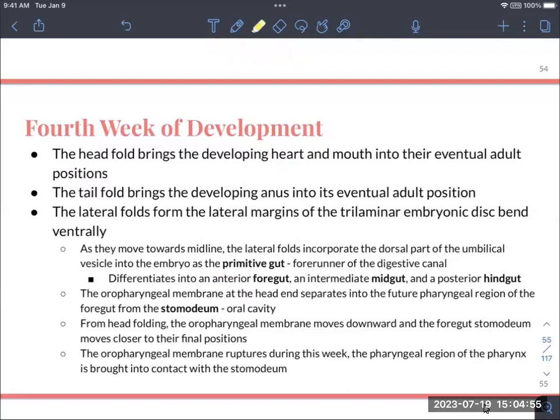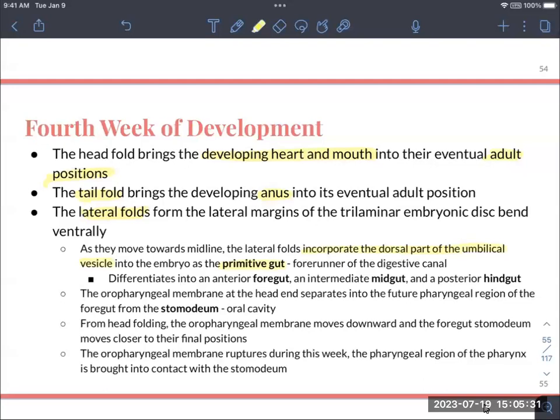The head brings that developing heart and mouth into their adult positions. That tail end, that fold develops into the anus. The lateral folds start to bend ventrally towards the front. They're going to incorporate with that dorsal part of the umbilical vesicle as that primitive gut starts to develop.